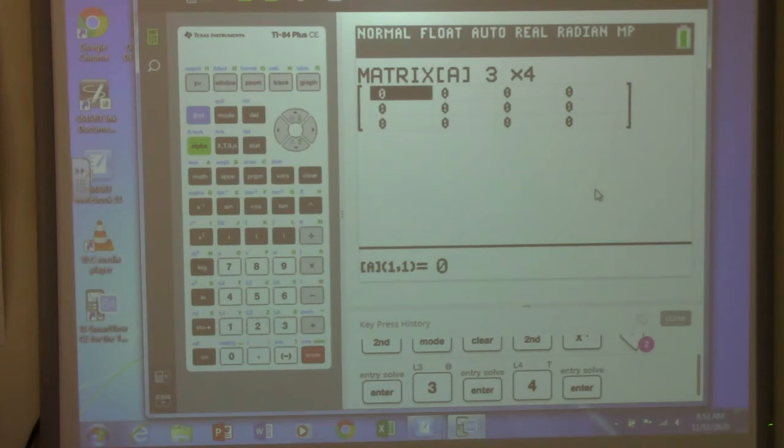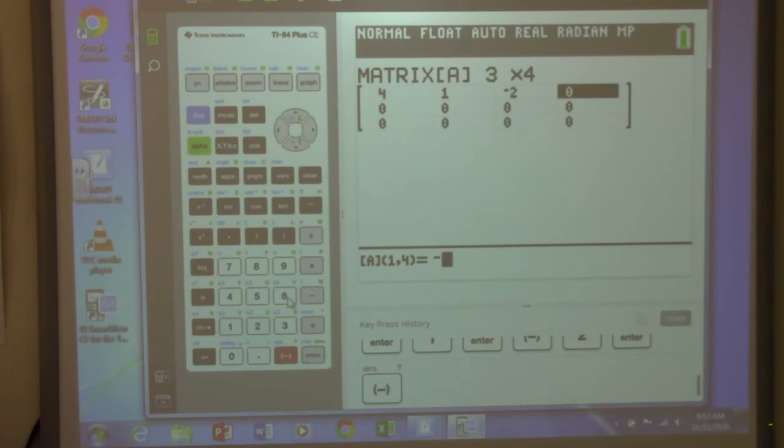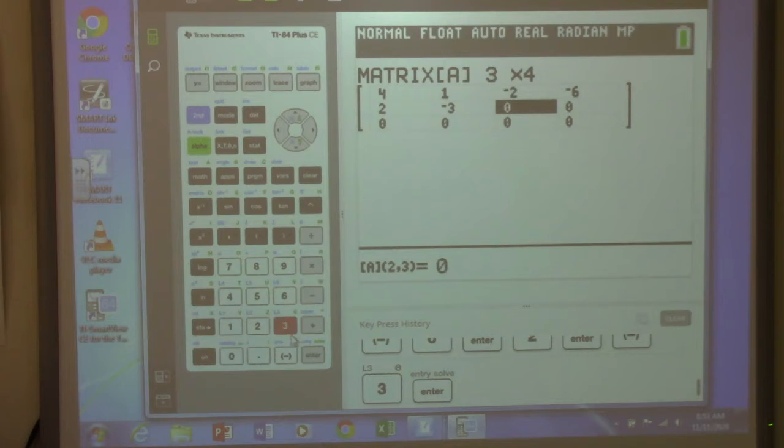And I'm looking at the numbers here. We're going to have, it looks like, 4, 1, negative 2, negative 6. Is that right? Yeah. 4, 1, negative 2, negative 6. 4, enter, 1, enter, negative 2, enter, negative 6. And so that's your first row entered. Your next row is going to be, is it negative 6? No. 2, negative 3, 3. Oh, I got the wrong one. 2, negative 3, 3, 9, right? Yeah. 2, negative 3, 3, 9.